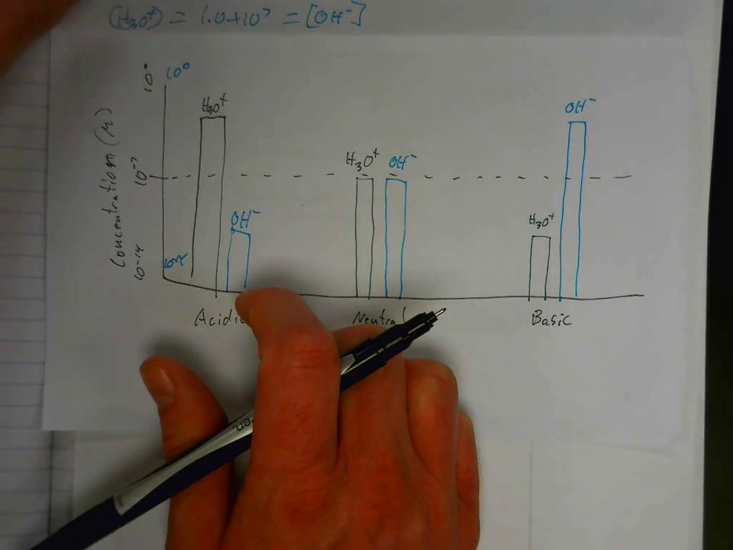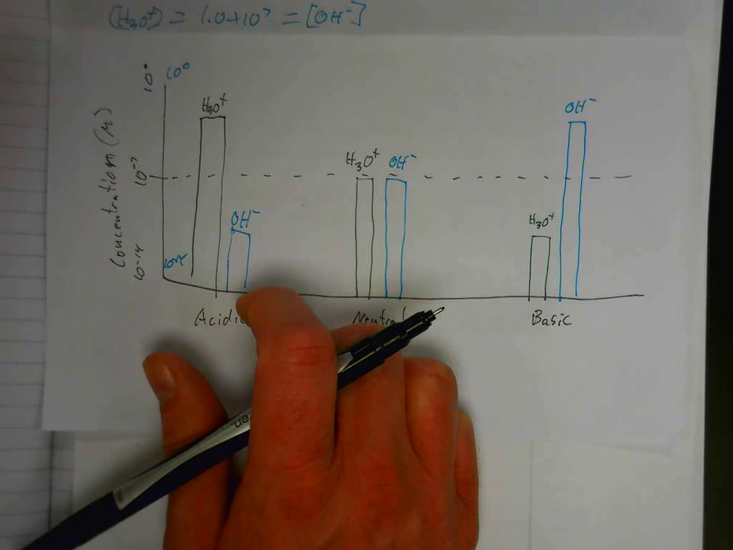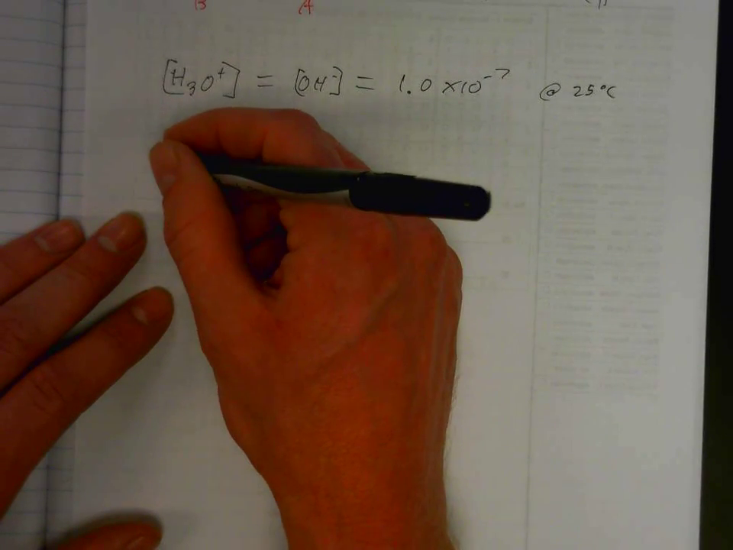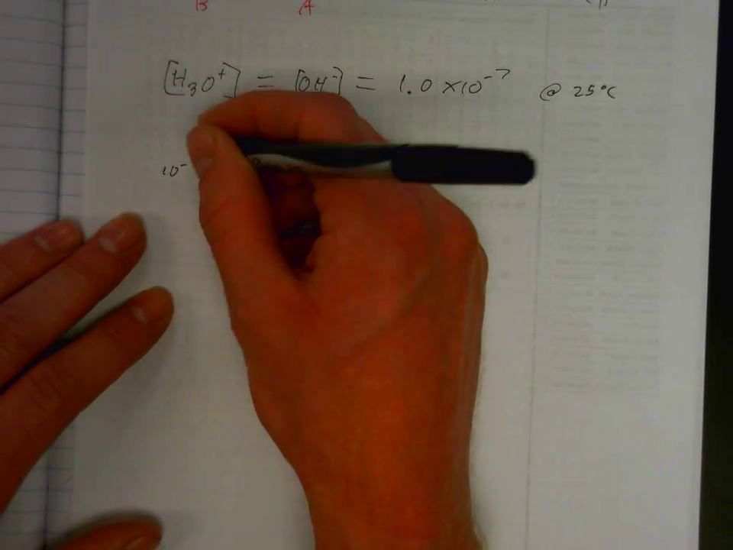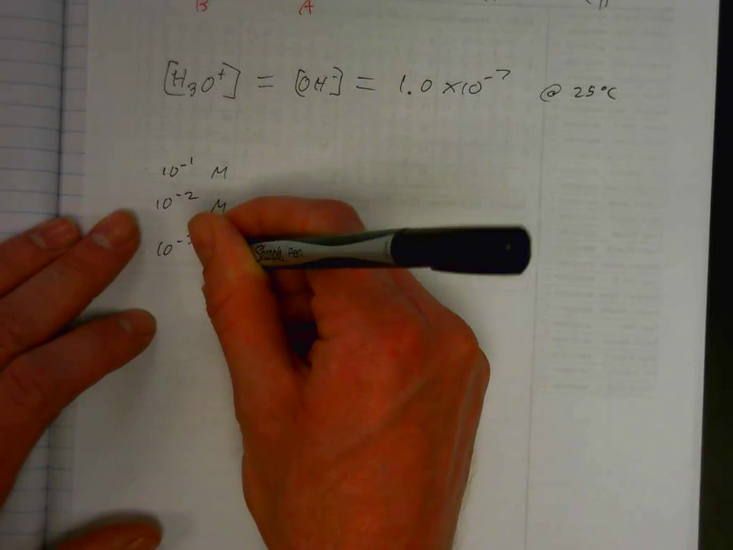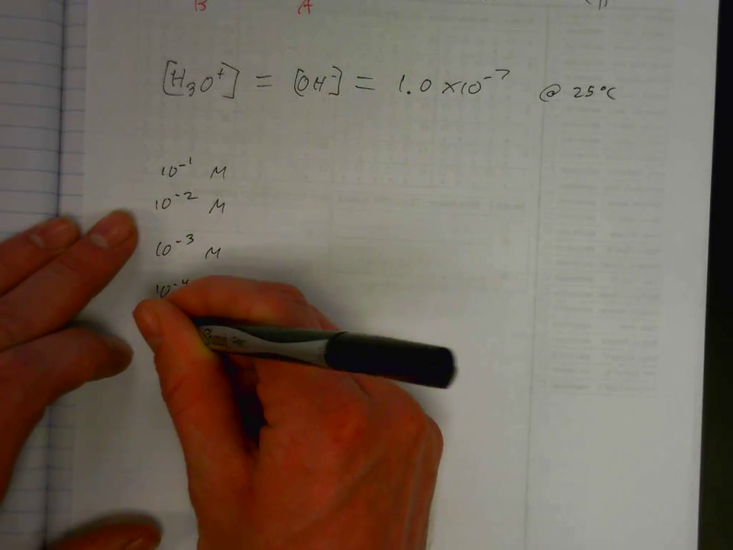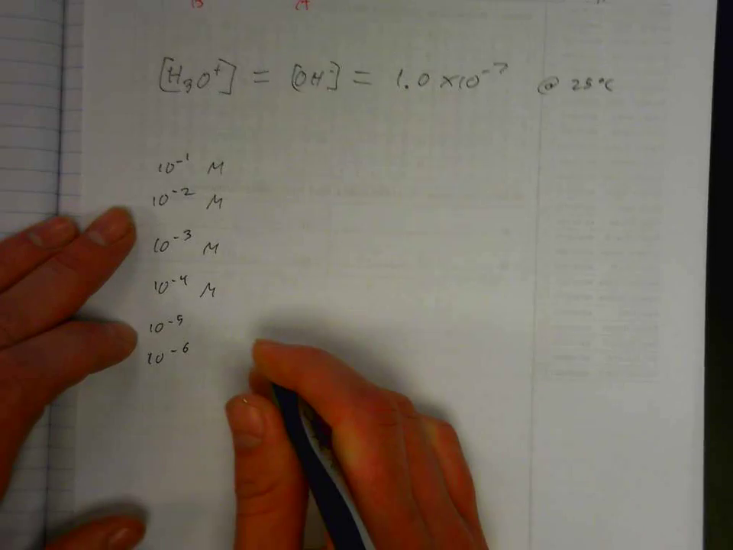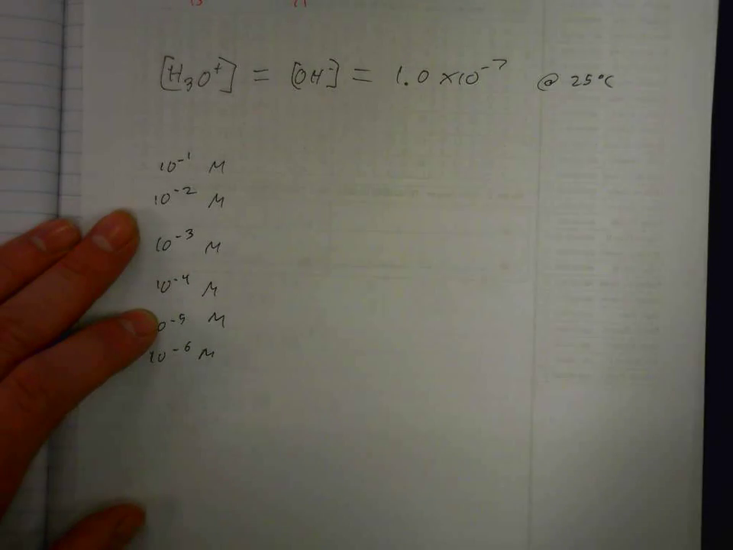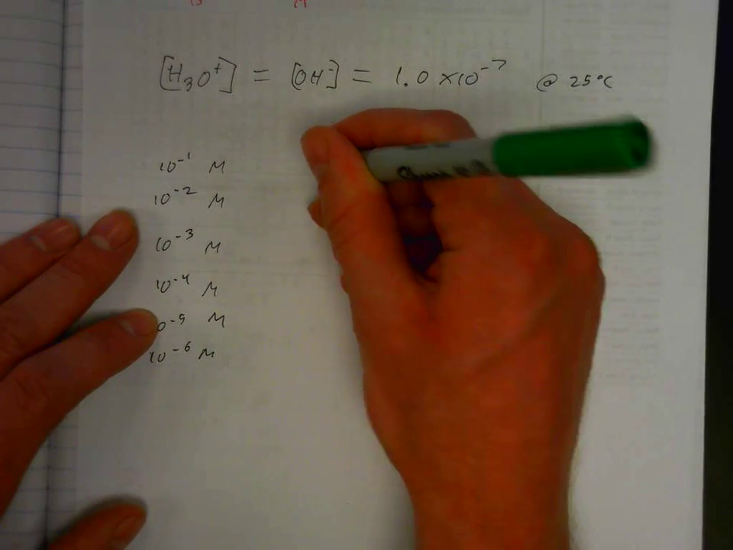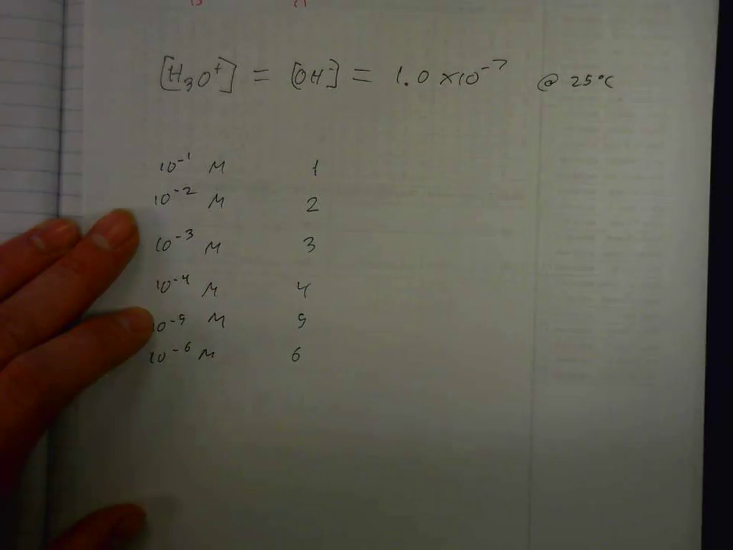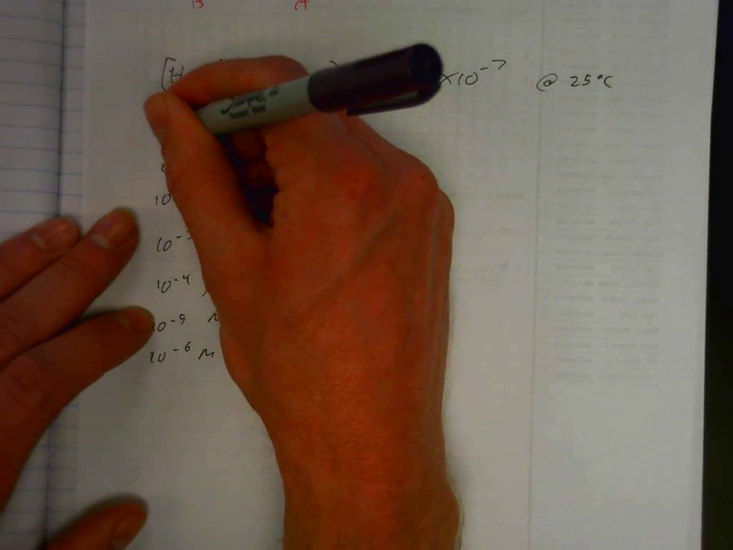You see, this results in concentration values like this: 10 to the negative 1, 10 to the negative 2 molar, 10 to the negative 3 molar, 10 to the negative 4, 10 to the negative 5, 10 to the negative 6, and so on. Now the pH concept translates that into a simple number like this: 1, 2, 3, 4, 5, 6, and so on. So here's the concentration in molarity for each value.